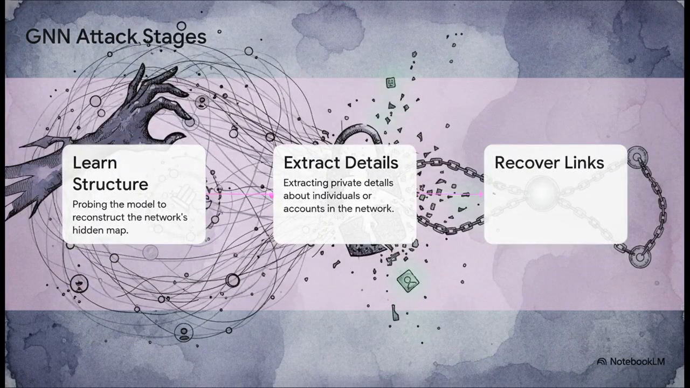And this is where it gets pretty scary. See, attackers can literally take these GNNs apart, piece by piece. First, they probe the model, kind of like a safecracker, to rebuild the network's hidden map. Then, once they have the map, they start pulling out the private details on every single person or account. And for the final blow, they reveal all the secret connections between them. It's not just stealing data, it's a complete takedown of the entire structure.